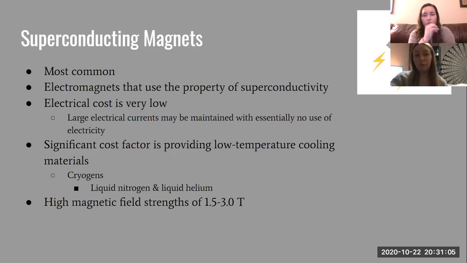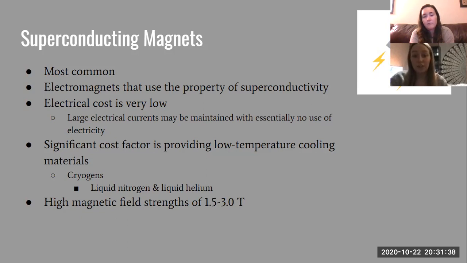Lastly, we have superconducting magnets. These are the most common type of magnets used in MRI. Electromagnets that use the property of superconductivity. Electrical cost is very low. Large electrical currents may be maintained with essentially no use of electricity, which is why the cost of this is less expensive than the other ones, because it doesn't run up the electricity bill like the other types of magnets do.